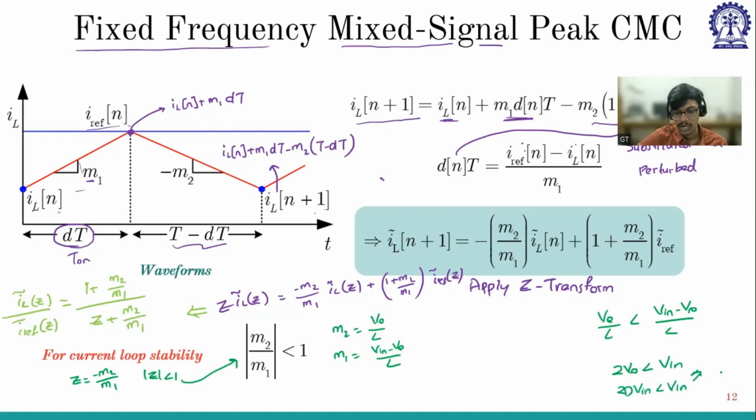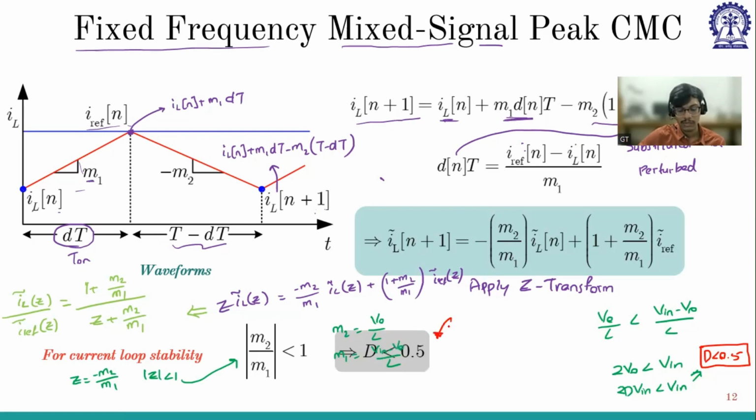From this, what is the inequality that I will get? V in gets cancelled and D is less than half. So D is less than 0.5. So for the current loop to be stable, I have to ensure the duty ratio is less than 0.5.